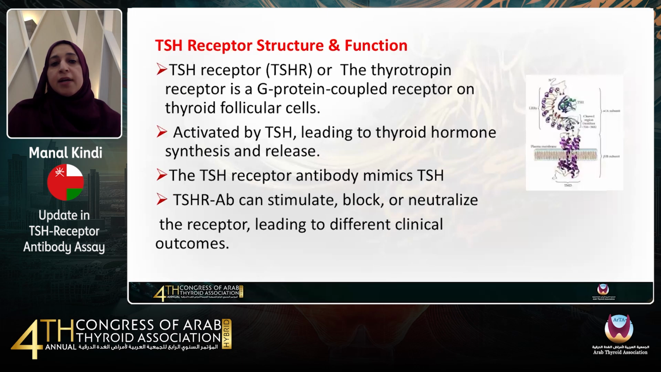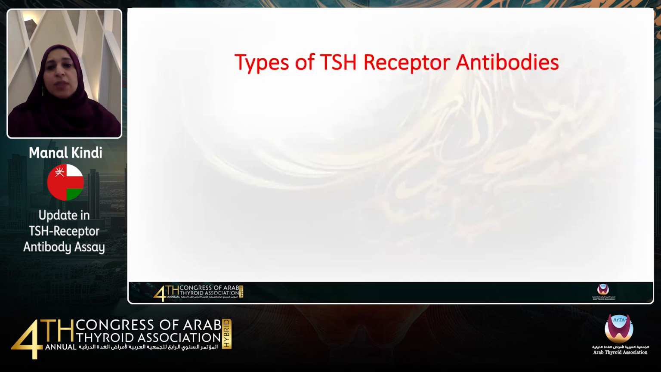The TSH receptor, what we know as the thyrotropin receptor, is a G protein-coupled receptor found on the thyroid follicular cells. It's activated by TSH, and that will lead to the synthesis and the release of thyroid hormone. The TSH receptor antibodies actually mimic the TSH action. So TSH receptor antibodies can either stimulate, block, or neutralize the receptors, and that will give us a different clinical outcome. What are the types of TSH receptor antibodies?